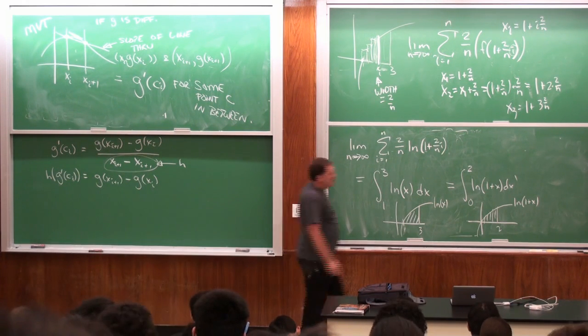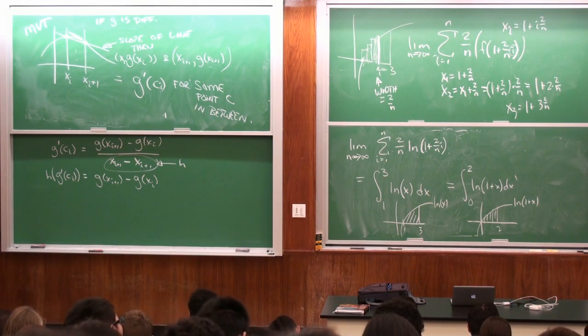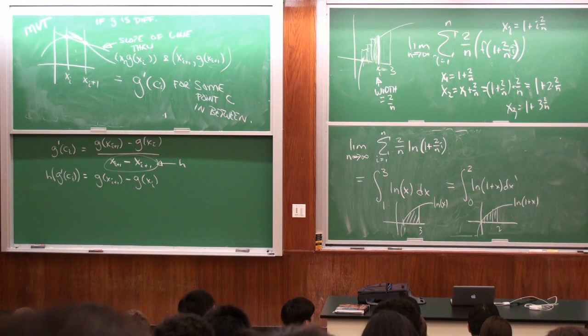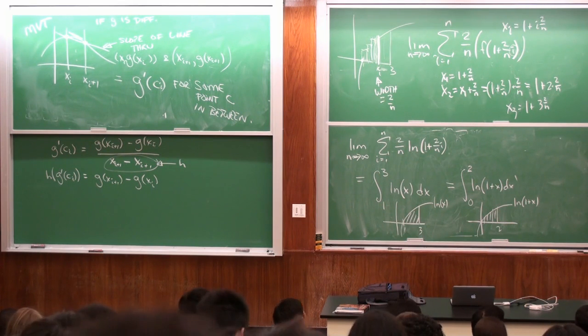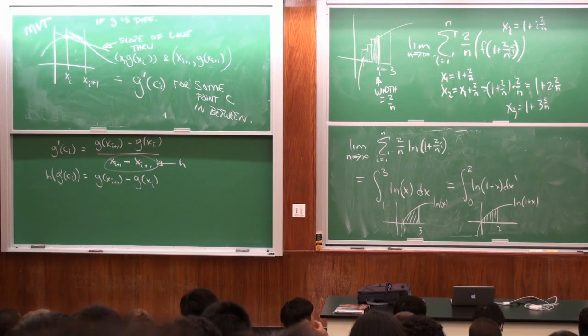Now let's look at this. We've got a whole bunch of things like that. So I have a whole bunch of these differences that I can just replace with the derivative. Right? This one, since I'm going to take the limit, is g prime of c times some number h, where h is the distance.